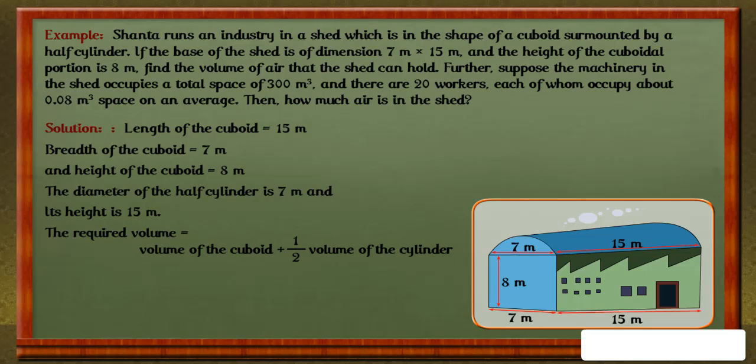So, the required volume is equal to the volume of the cuboid plus half the volume of the cylinder, which is equal to 15 into 7 into 8 plus 1 by 2 of 22 by 7 into 7 by 2 into 7 by 2 into 15 meter cube. On solving, we have 1128.75 meter cube.